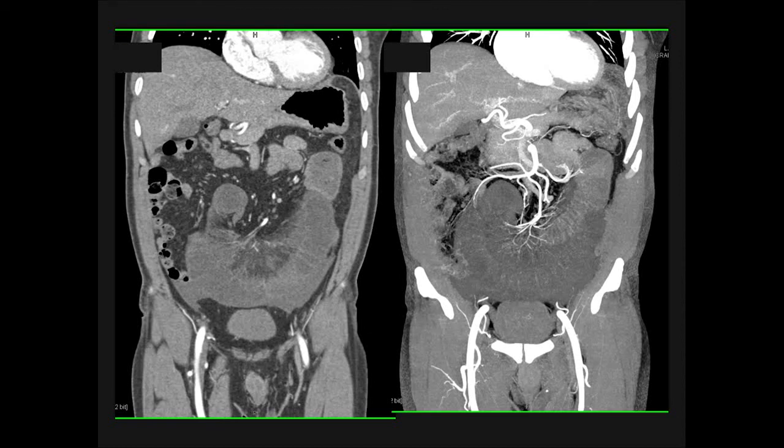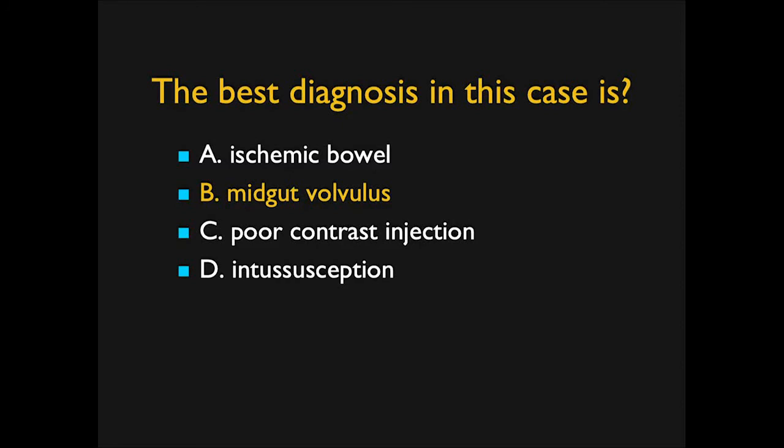It's not a poor contrast injection, obviously. You can see the vessels, and it's not an intussusception. This is the classic example of twisting of a midgut volvulus. Surgical emergency. This patient went to surgery. Fortunately, they could undo the midgut volvulus, and the patient's bowel then became pink, and the patient did well. So the key is early diagnosis. This is also a good example of why in abdominal pain we love to give IV contrast. I'm always concerned if you don't give IV contrast, you can miss things.